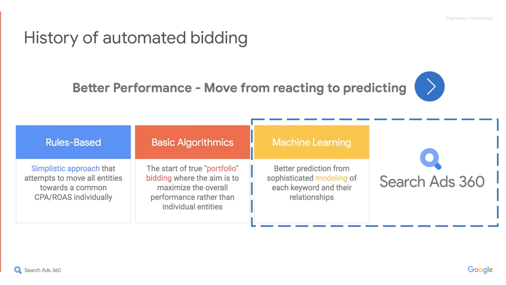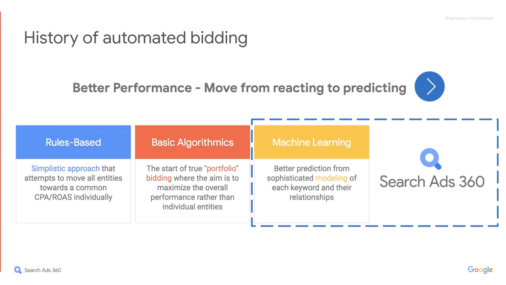So some years ago, right after moving from the very basic manual bidding, we started using rules-based bidding models. In these models, you can define a condition to change your bids. Let's say my CPA is below X. Then an action would be that I want to increase my bids. At the time it worked, but it was a very simplistic approach. It was not taking into account, for example, keywords that were assisting other keywords to convert.